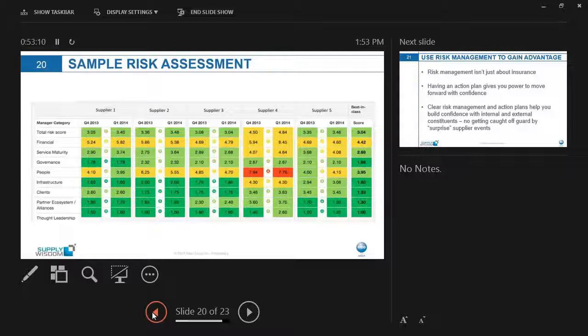We assign a numerical score to each of the risk events and the risk indicators to get our category scores, and then that all rolls up to our total risk score. And the best in class is not an average. The best in class is the supplier with the least risky score in a particular category. So you're comparing against the top performer.